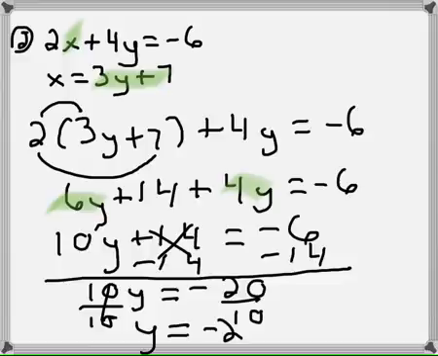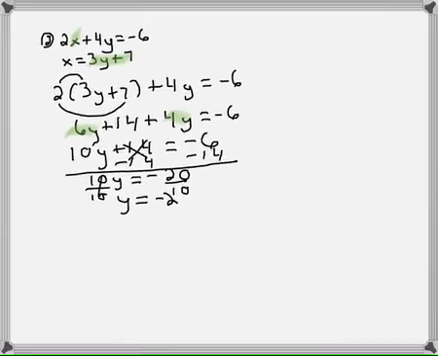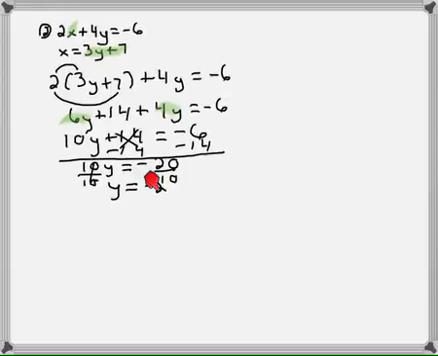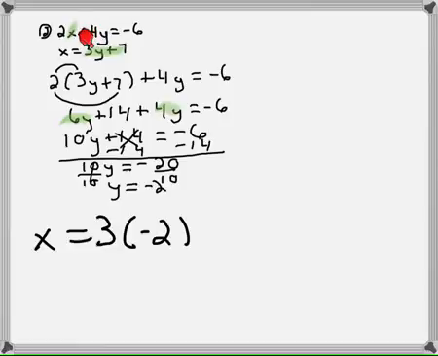Now I'm going to shrink the screen because I still have to solve for the other variable. So I'm going to put this negative 2 right here back into this equation right here, in the y spot. So I'm going to write x equals 3 parentheses negative 2, because the y is negative 2, plus 7. Do the math. What's 3 times negative 2? Good, negative 6 plus 7.